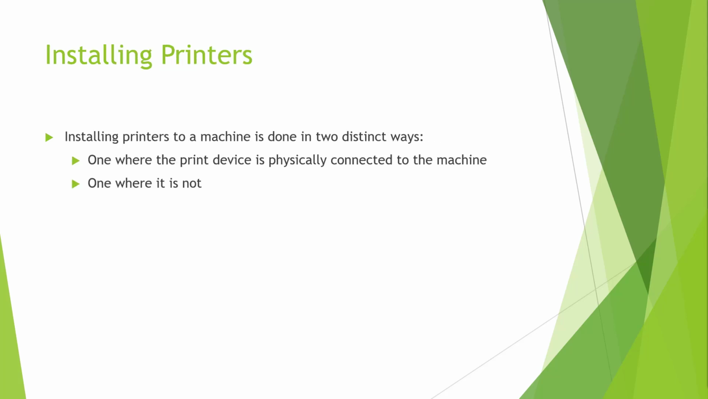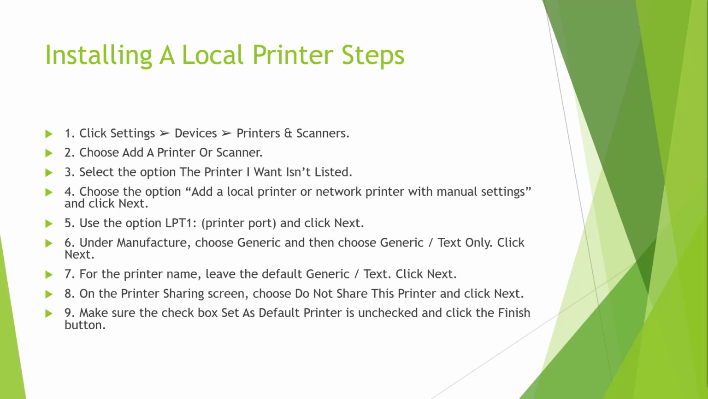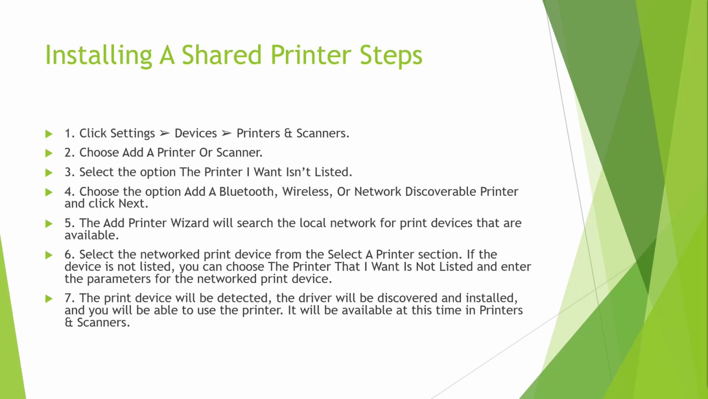Well, installing a printer is one of 2 ways: whether the print device is physically connected to the machine, or when it's not. Again, is it a local printer or is it a network printer? General steps: go to the printer or scan options, click add a printer, go through the lists. How do you do a shared printer? The same thing, except this time you actually go through and you share it.